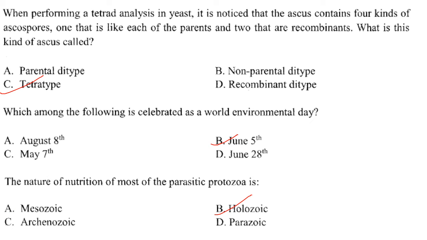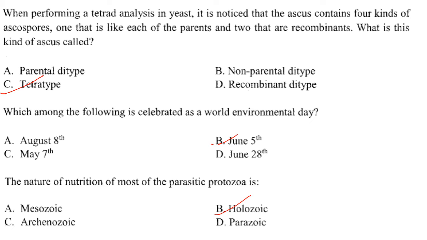Then, when performing a tetrad analysis in yeast, it is noticed that the ascus contains 4 kinds of ascospores. One that is like each of the parents and the 2 that are recombinants. What is this kind of ascus called? So it is called a tetratype.